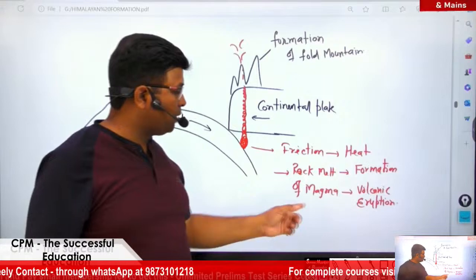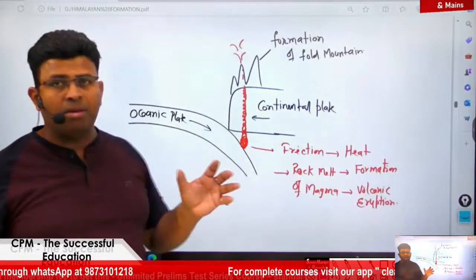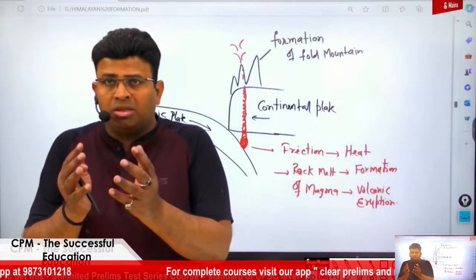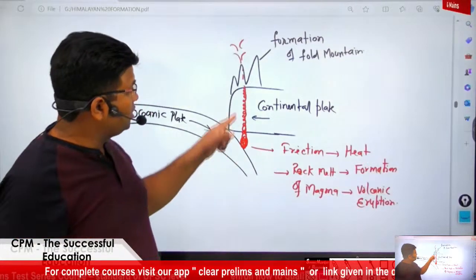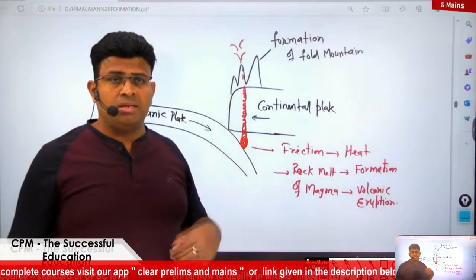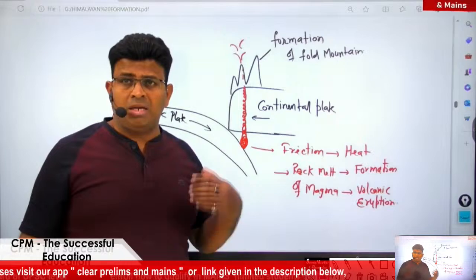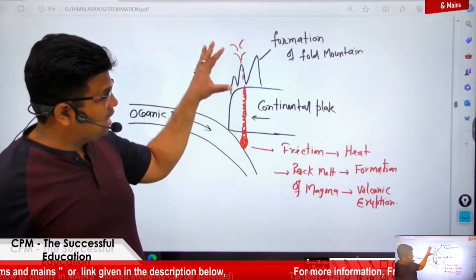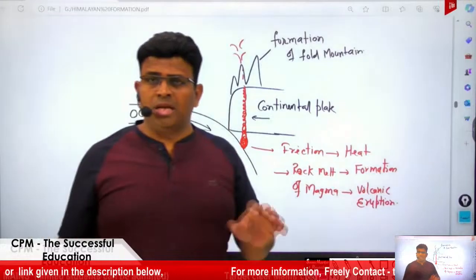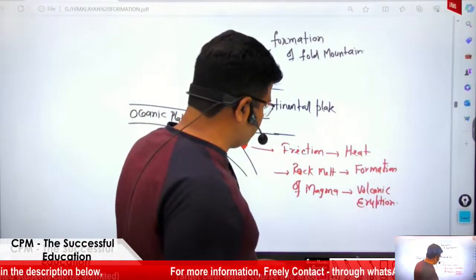Then there is a formation of magma, and you know that any molten thing expands, becomes lighter and starts moving upward. When it starts moving upward, it can cause explosive volcanic eruptions. Understood? This way an explosive volcanic eruption takes place. I think it is very clear to all of you.